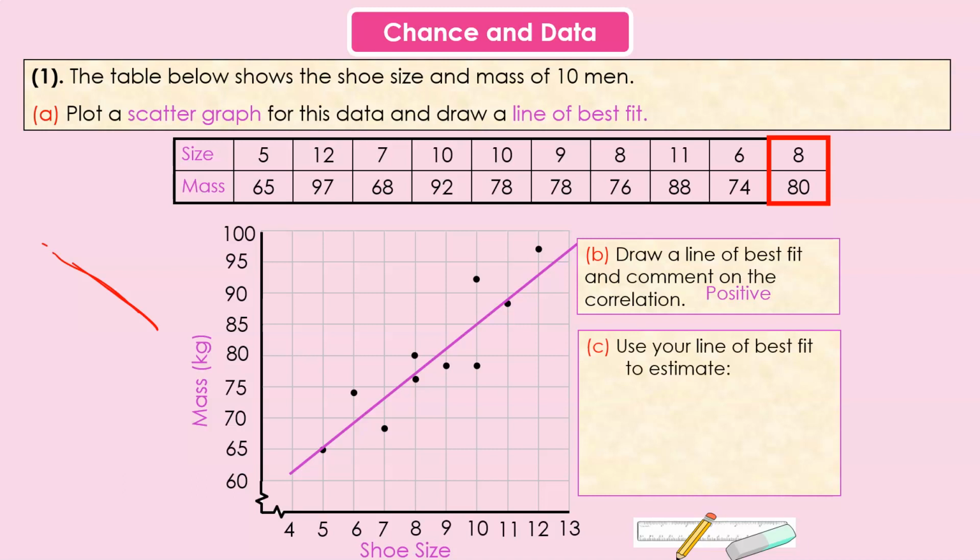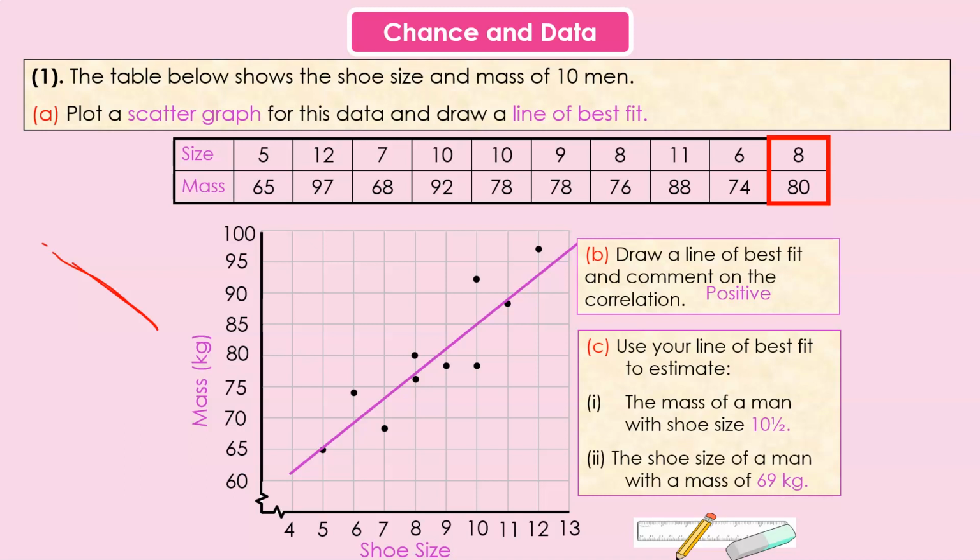The last thing we're going to do is look at making a prediction using your line of best fit. So we're going to use the line of best fit to estimate the mass of a man who has a shoe size of 10.5, and lastly, the shoe size of a man who is 69 kilos. So the key thing about this graph is that we can measure 10.5 in a shoe size. Now we don't have a point for 10.5, so this is really an estimate.